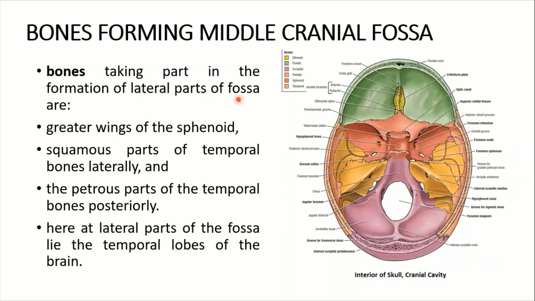And these are the bones taking part in the formation of the lateral parts of the fossa. In the center is the sella turcica. This is composed of three parts, going to mention soon. Greater wings of the sphenoid. These are the greater wings of the sphenoid. And the squamous parts of the temporal bones. There they go. And the petrous parts of the temporal bones. There. So, right, 1, 2, and 3. And hence, here at the lateral parts of the fossa lie the temporal lobes of the brain.